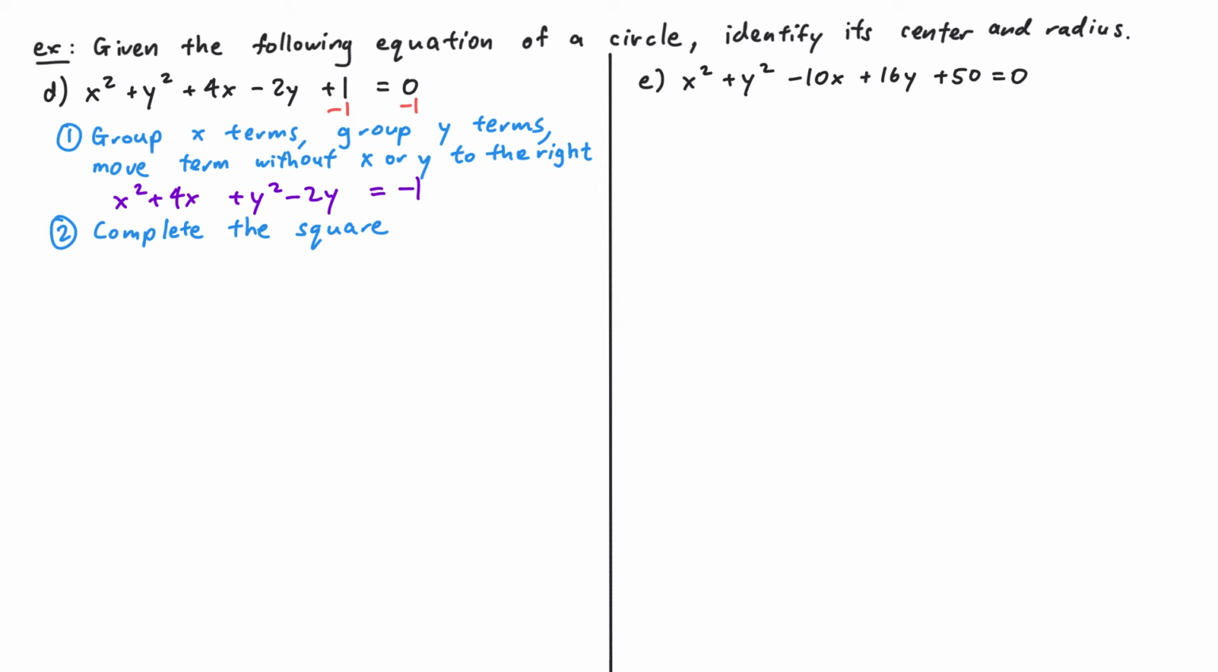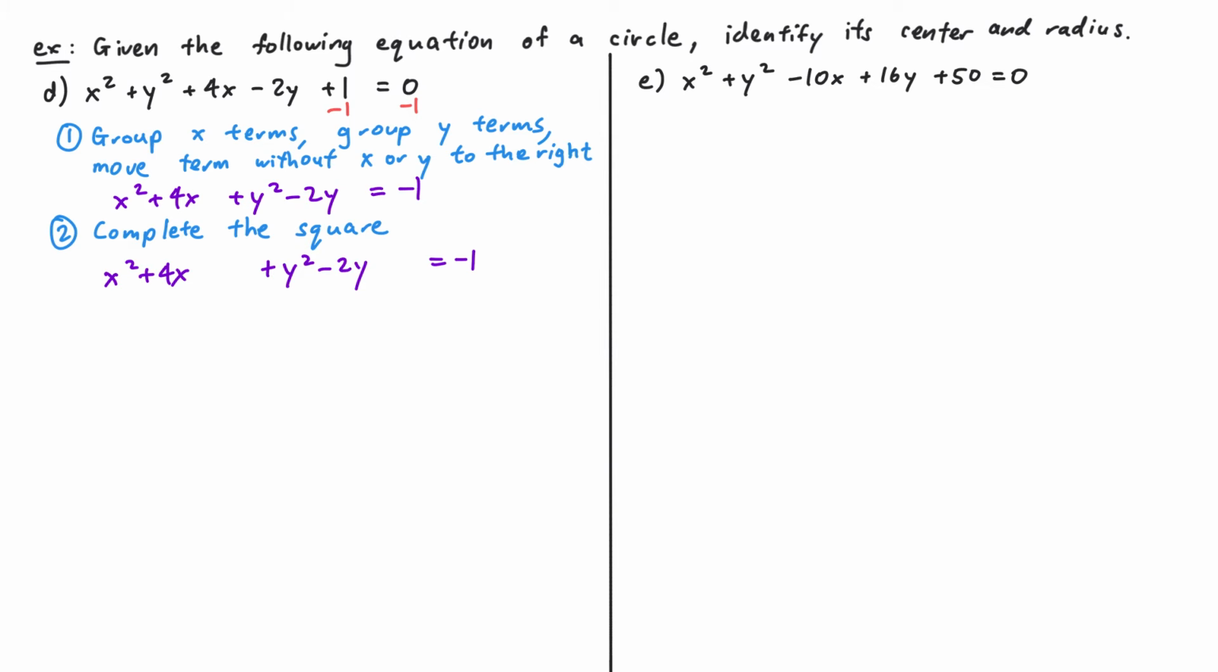Our next step is to complete the square. So let's rewrite our equation. We have x squared plus 4x. Now, before I write my y terms, I'm going to leave myself a little bit of space. Then I'm going to add y squared minus 2y. Again, we'll leave ourselves a little bit of space, and then we have equals negative 1 on the right-hand side.